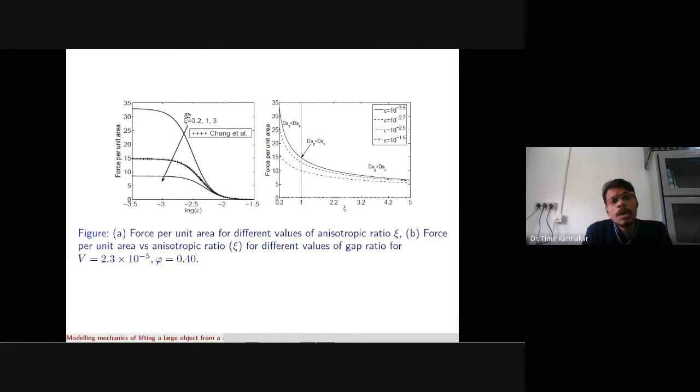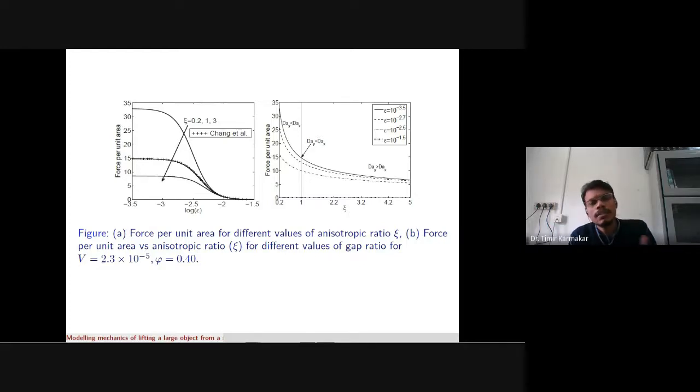And this is some comparison we have made with the previous studies. Chang et al. have done the work for isotropic porous media. That means they assume that the permeability is the same in all directions, but this is not true in most cases, because the seabed is generally a horizontally layered formation. So definitely in that case, the horizontal permeability will be larger than the vertical permeability.